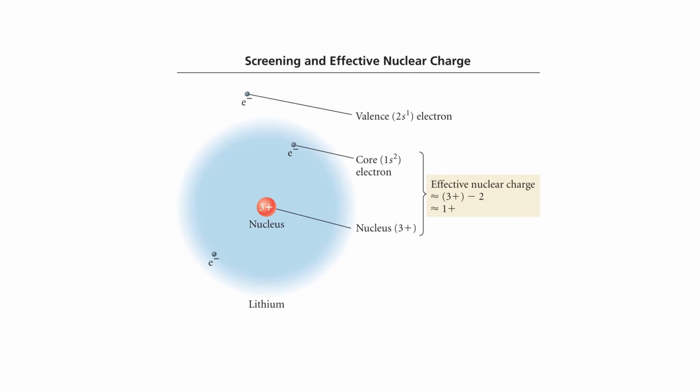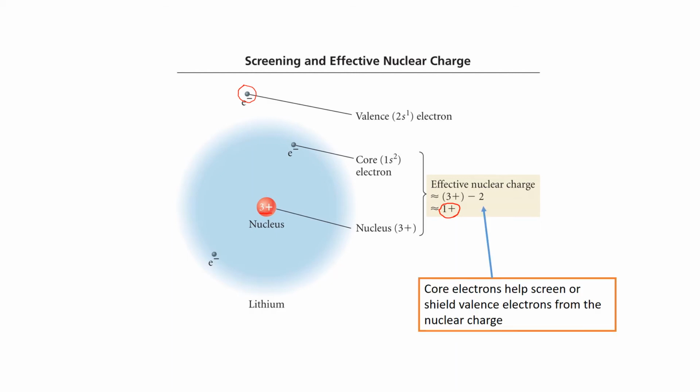Now, the full nuclear charge of this lithium atom is +3 for the 3 protons that are present. But what this outer electron actually feels is not that full +3 charge. Because of these intervening core electrons, it's actually shielded or screened from that full nuclear charge. And we say that its effective nuclear charge, it's not exactly 1, it's approximately 1. But it's a lot less than what that number of protons might indicate. So in general, core electrons help screen or shield valence electrons from that nuclear charge.